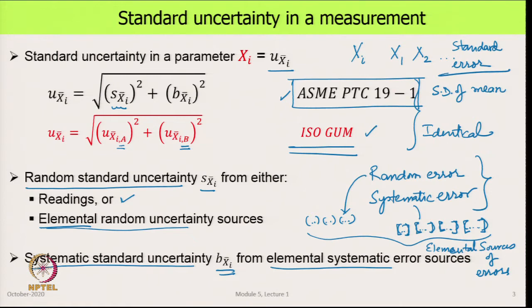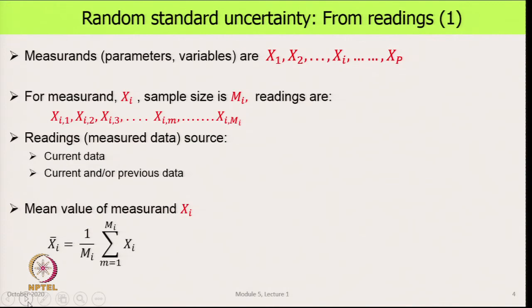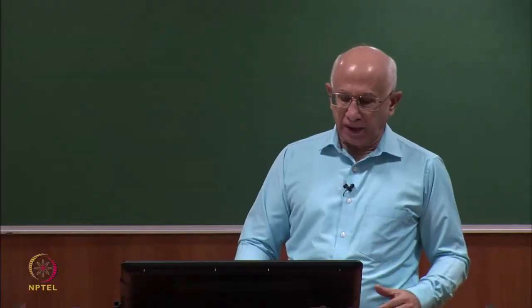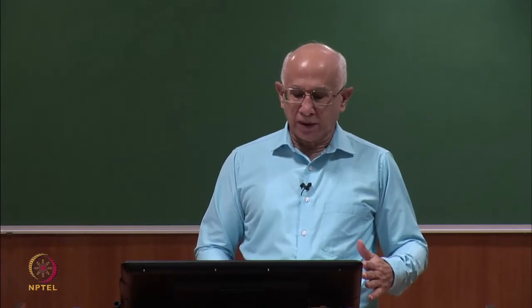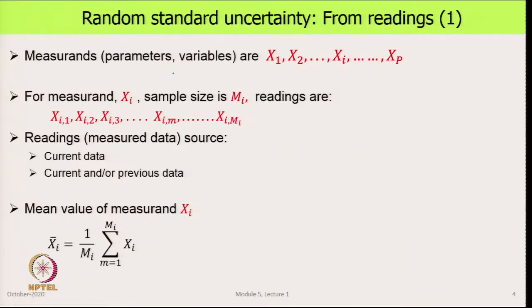Now, we will start by looking at the first thing, which is S x i bar. How do we get the random standard uncertainty from readings? First, we do what we have already talked of many times. Either when you are designing the experiment or you have done the experiment, we have all the measurands listed, and of course, we also have all the result formulae.